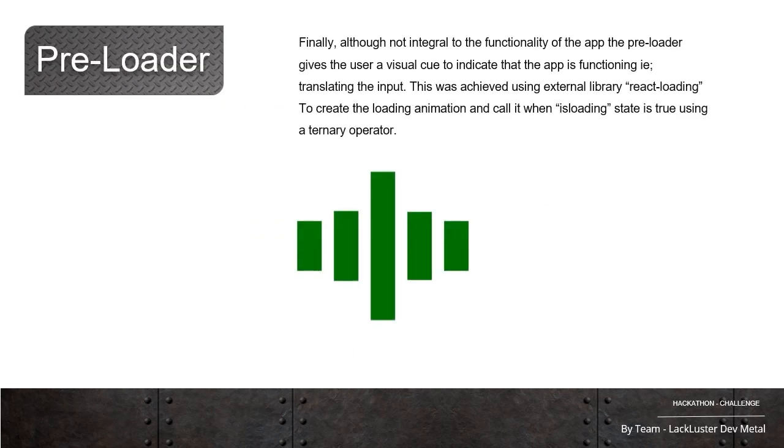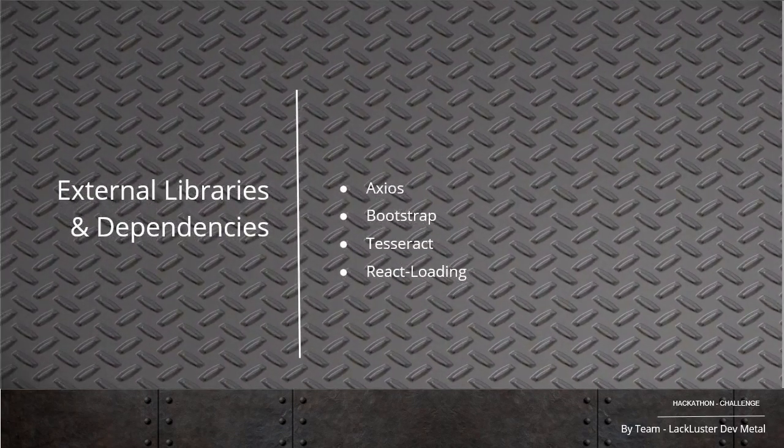Finally, although not integral to the functionality of the app, the preloader gives the user a visual cue to indicate that the app is functioning, i.e. translating the input. This was achieved using the external library React Loading to create the loading animation and call it when the isLoading state is true using a ternary operator. In the next section, we'll be looking at the external libraries and dependencies utilized in the development of this application.